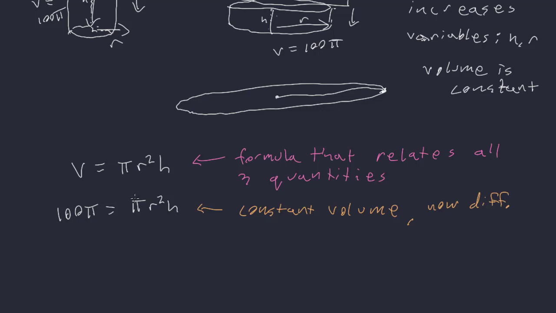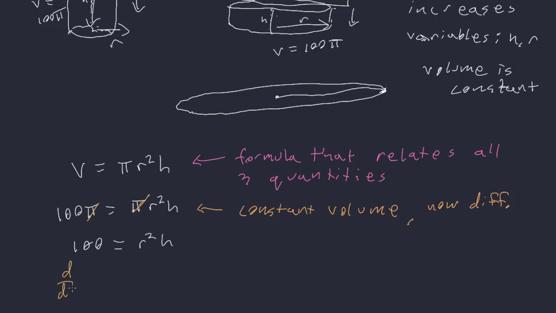Okay, before we do that though, I think I'll cancel these pi's since we have pi's on both sides. So really we have 100 is equal to r squared h. Yes, I did that on purpose. And so now we can differentiate.